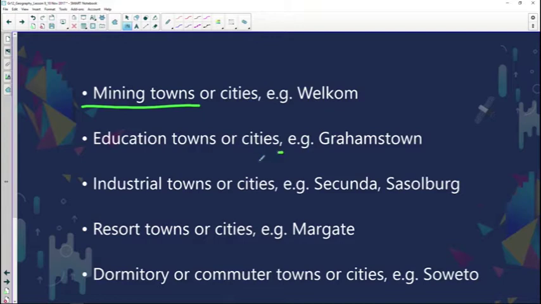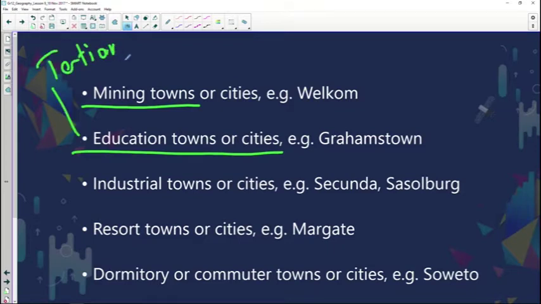Another example is educational towns. When we think about educational towns, keep in mind we talk about tertiary education most of the time. For instance, Grahamstown. What do we find in Grahamstown? The university. Another example is Potchefstroom. What do we find? We find the North-West University over there. If it wasn't for the influx of the university, the town would be deserted. Because keep in mind, every single year, an X amount of students go to this town.